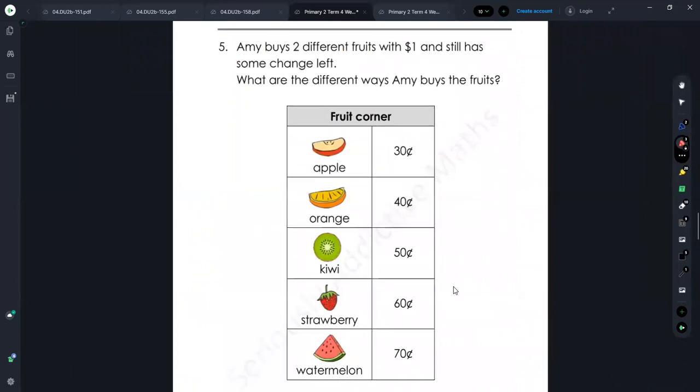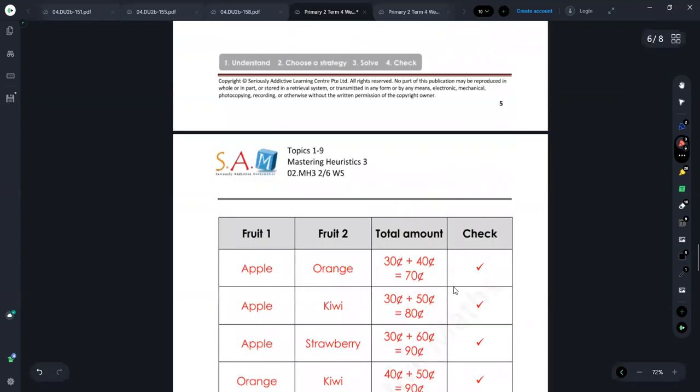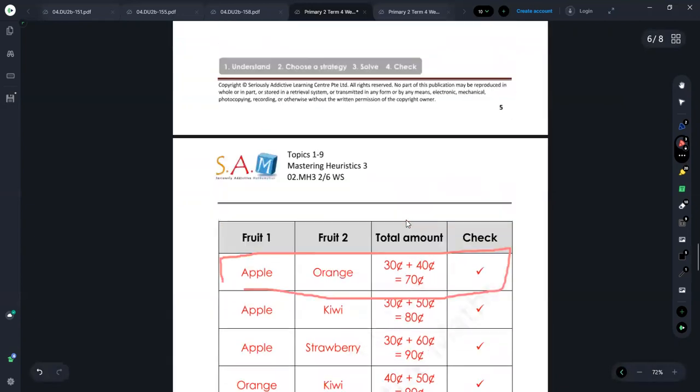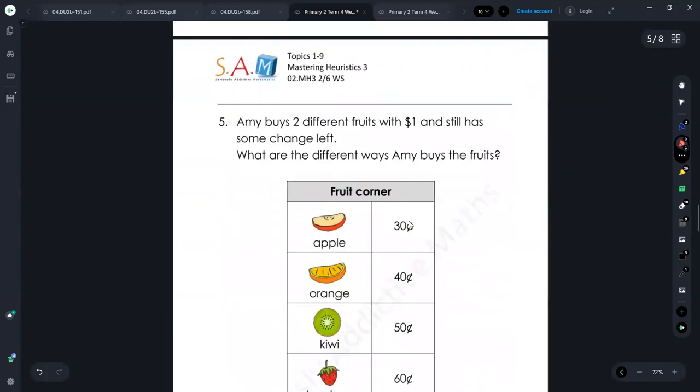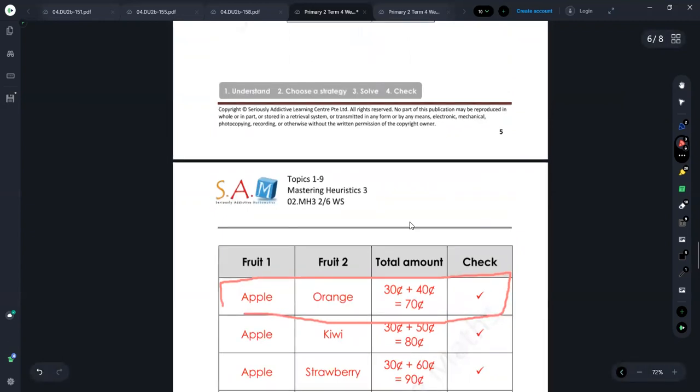Okay, and then what about this one? Buy 2 fruits with $1 and see if some change is left. I think they should be able to do this as well. You may just do 1 for them. Try out 1 for them. So if let's say the first item is apple, then what is the second item? Second item, they can make a guess.